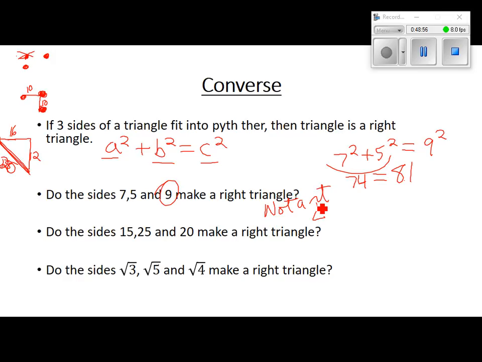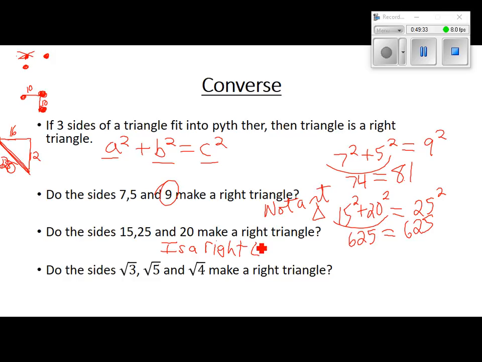Next one, which one's going to be the hypotenuse there? 25. So I put 25 over here, 25 squared. What goes over on this side? 15 and 20. 15 squared plus 20 squared equals 625. What's on the other side? 625. The square root of 625 is 25, but we don't need to know the square root. What do we know about those two? They're equal, so it's a right triangle.